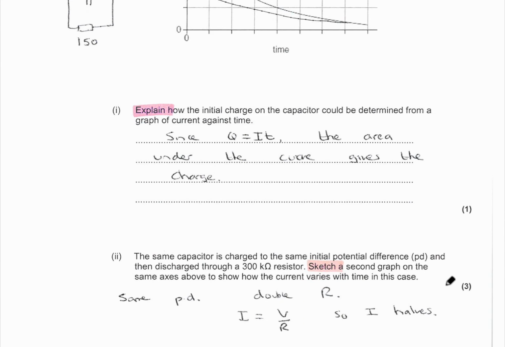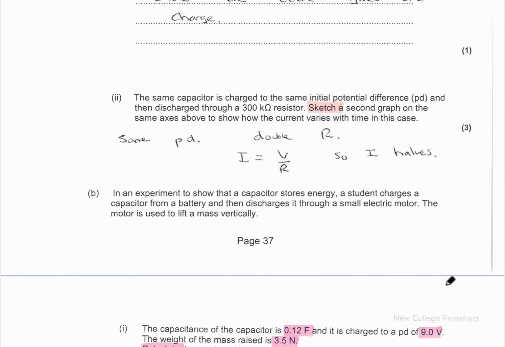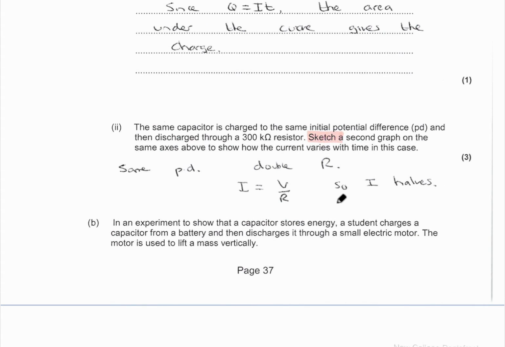Now this is where the typing error part comes in, because we're asked to think about how we would sketch a graph. So we don't have to put numbers onto the graph or anything like that. We're simply asked to sketch it, if instead of it being discharged through a 150 kilo ohm resistor, it's now discharged through a 300 kilo ohm resistor. So let's assume that there wasn't a typing error. Let's assume that the question actually read that it was a 150 kilo ohm resistor.